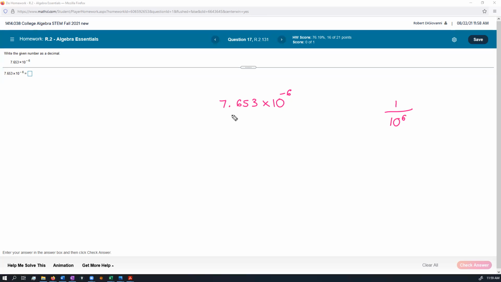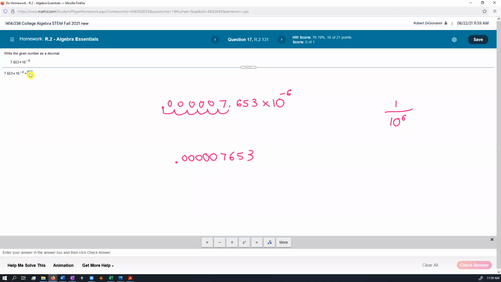Or I should say it is a very small number, which means the decimal is going to move 1, 2, 3, 4, 5, 6 places to the left. So I'm going to have point, let me see, 1, 2, 3, 4, 5. I have 5 zeros, then 7, 6, 5, 3. You don't have to put a 0 in front, but I will. 0.000007653.